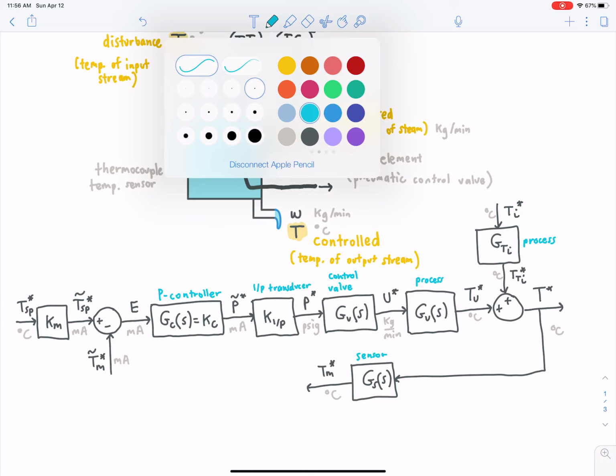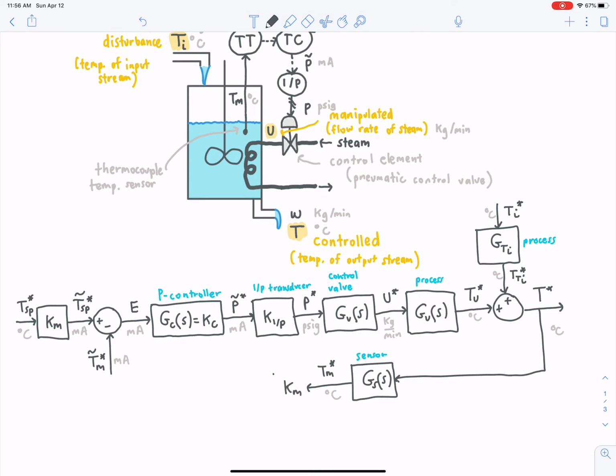And then finally, we need to convert the measured temperature in degrees C into an electrical representation of what the measured temperature is in milliamps, so we can compare it to the set point. And this Km here has to be the same as this, right? It wouldn't make sense otherwise, since you're comparing your set point to the actual measured temperature. So that's a review of this block diagram, and now we're going to demystify this a bit and actually compute what Km and Kip are.